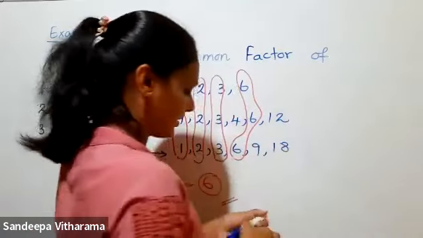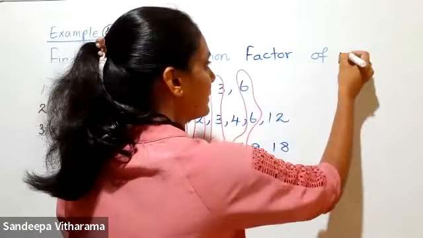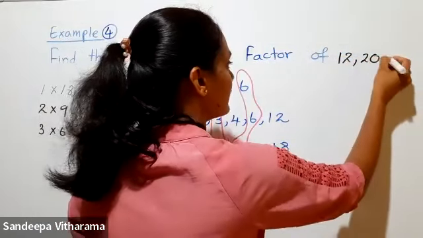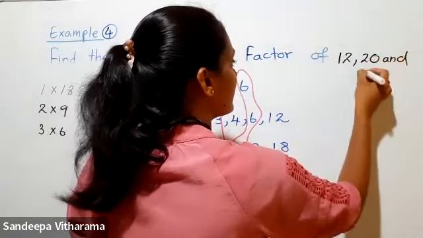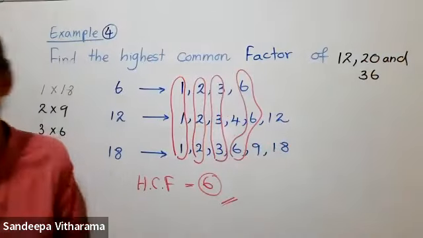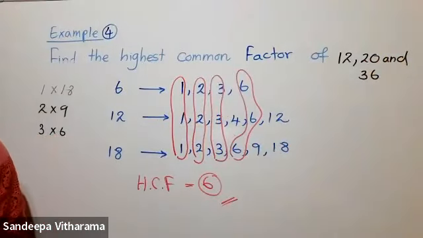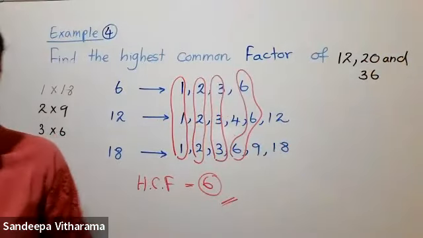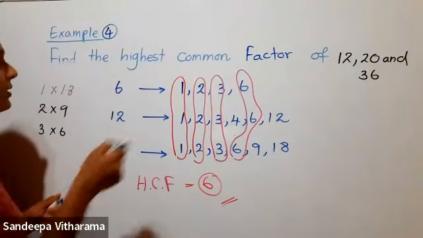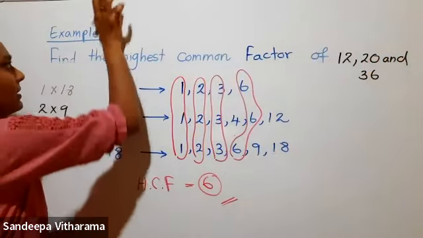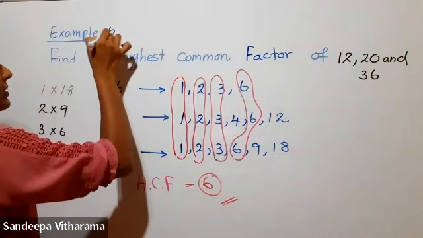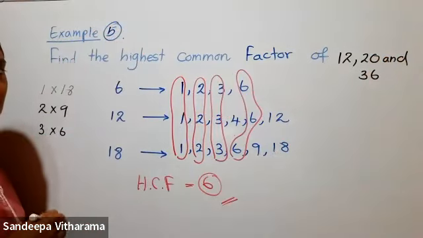It is 12, 20 and 36. It is the fifth example. Okay. Fifth example.